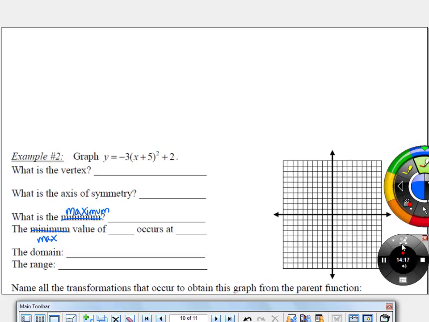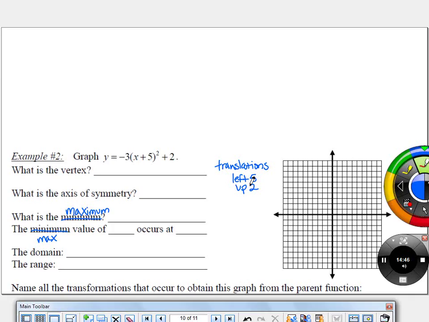All right, so let's take a look. So our transformations. What were our translations? Okay, what were our translations? Zach. Good. So left 5 and up 2. Okay. Do we have any reflections? Yes. Okay, because we're multiplying by a negative.